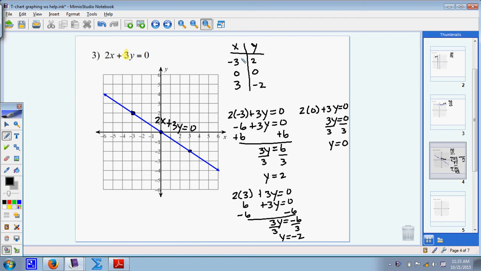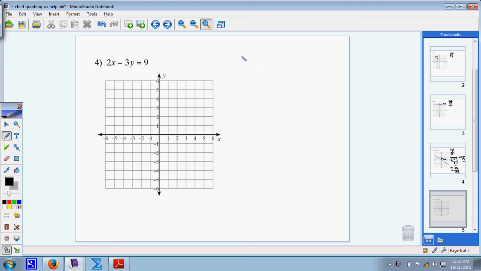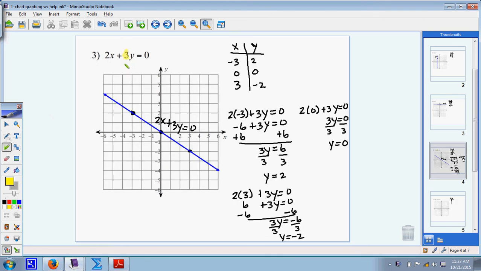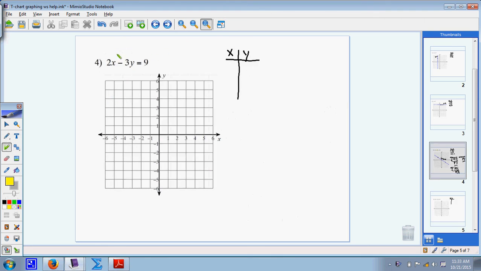So again, how we pick our x's determines how good our y's are. On this one here, I'm not going to solve it all the way, but I am going to help you set up your t-chart. It does not matter that this 3 is negative compared to the previous problem where the 3 was positive. I'm still going to think about this number here so that I can choose negative 3, 0, 3. I plug in my numbers, and this time it's going to be a 9 instead of a 0, which means you have a little bit more work to do.